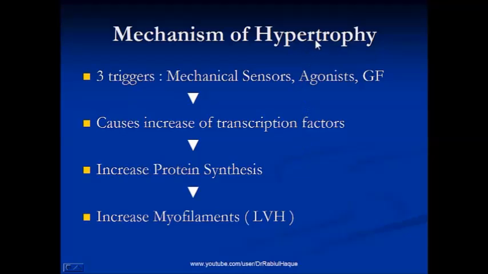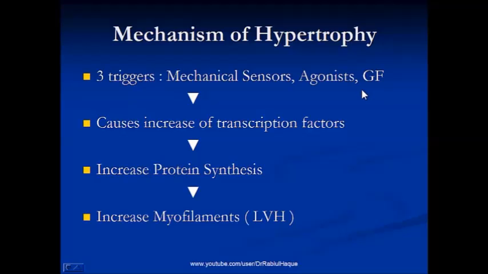There are two other stimulants in your textbook. One is different types of drugs and agonists, say for example alpha adrenergic hormones. They can also act as stimulants and increase release of transcription factor and then increase protein synthesis, leading to hypertrophy. Okay, and the third way hypertrophy can occur is by some growth factors.